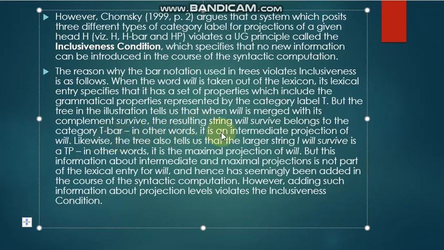In other words, it is an intermediate projection of will. Likewise, the tree also tells us that the larger string I will survive is a tense phrase. In other words, it is a maximal projection of will. But this information about intermediate and maximal projections is not part of the lexical entry for will, and hence has seemingly been added in the course of the syntactic computation. However, adding such information about projection levels violates the inclusiveness condition.